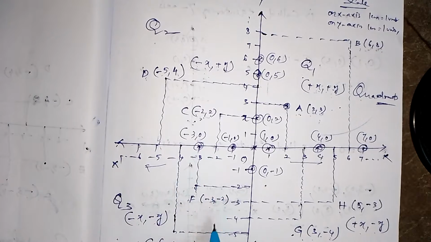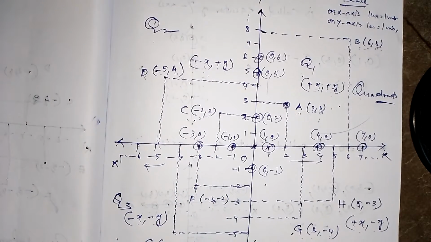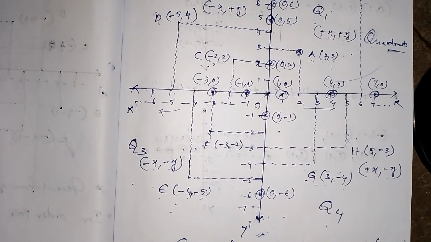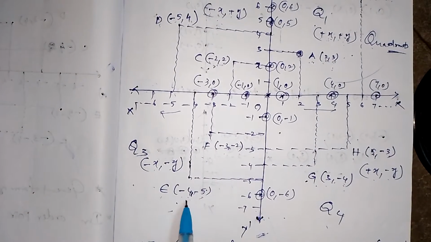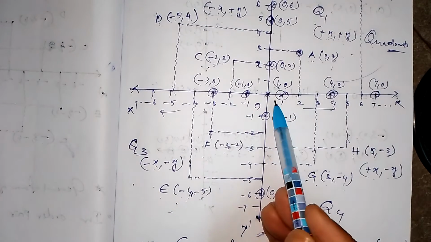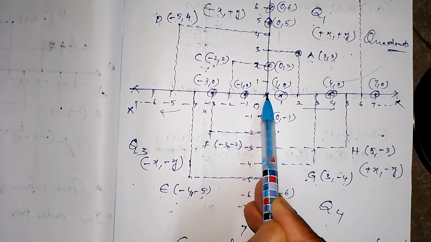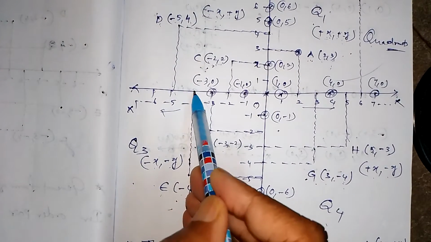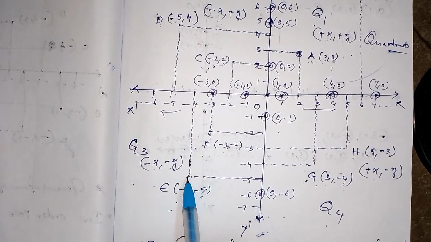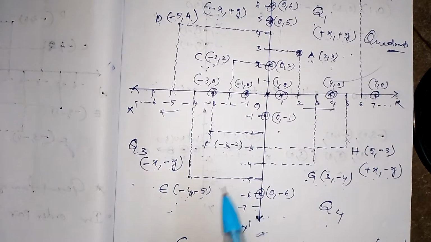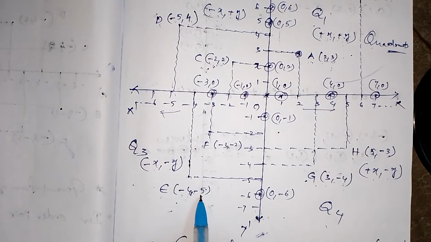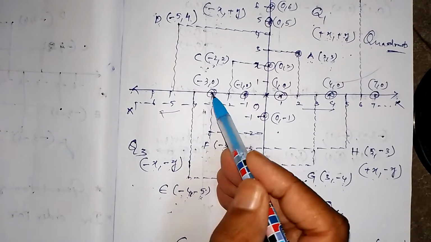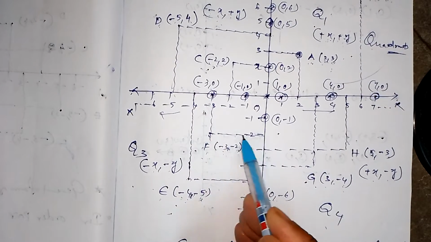So next in the third quadrant I have taken the points E and F. Okay, E point is minus 4 comma minus 5. Minus 4 means from here to the origin, the x coordinate is minus 4, and then for the y coordinate, from there onwards I have to move vertically 5 units, right? So it is minus 5 down. Okay, it is minus 4 comma minus 5. It belongs to the third quadrant. And F is minus 3 comma minus 2, x value minus 3 and the y value is minus 2.